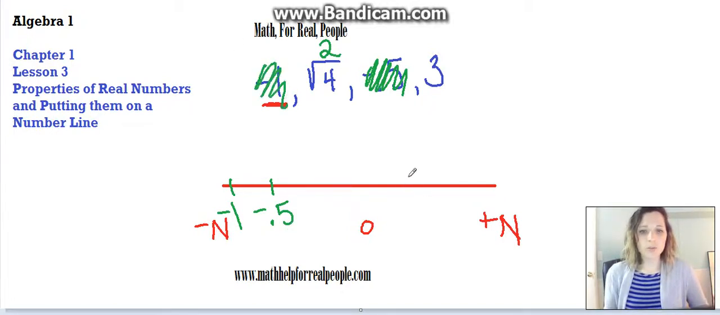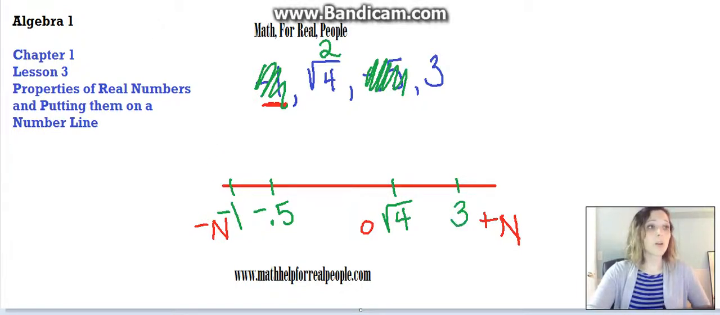The more negative you get, the more to the left you go. And then the square root of 4, which is 2, would be on the other side of the 0. So you leave it as the square root of 4, even though it does make a 2 for an answer, you want to leave it as they give it to you. And then there is your 3.